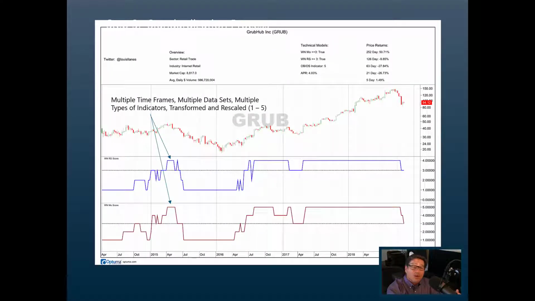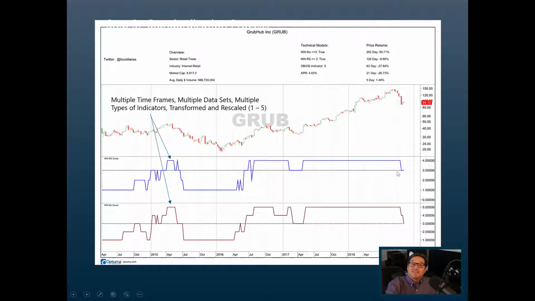Now this chart is an example of looking at Grubhub, a stock that I had talked about on a particular research outfit, and this is showing the technical indicators and how they played out. It's showing 2 composite multi-factor technical indicators. One is a relative strength score, that's this blue line, and the other is a momentum score. They're multiple time frame, multiple data set, multiple types of indicators transformed and rescaled to 1 through 5. When they both go bullish at 3, they're both really on all cylinders, and now they're heading towards the neutral zone on Grubhub.